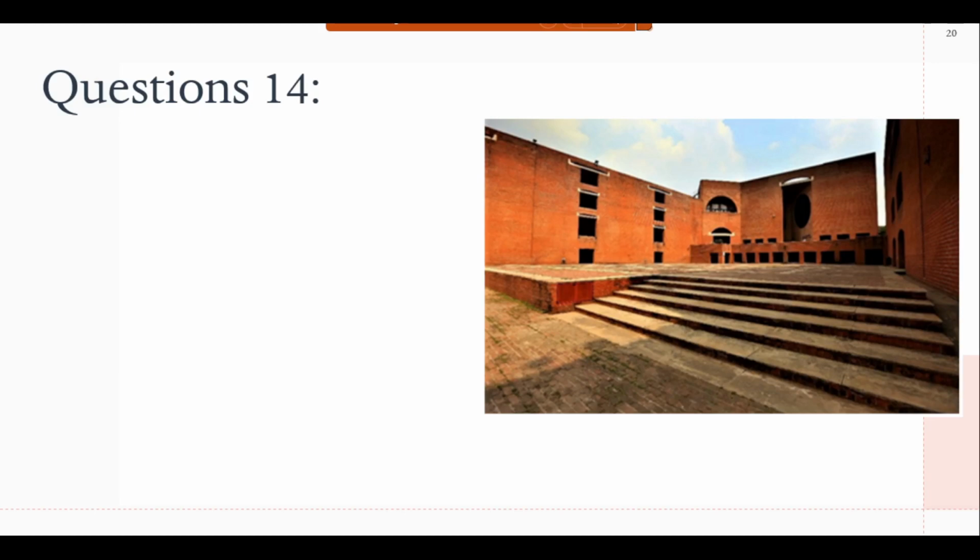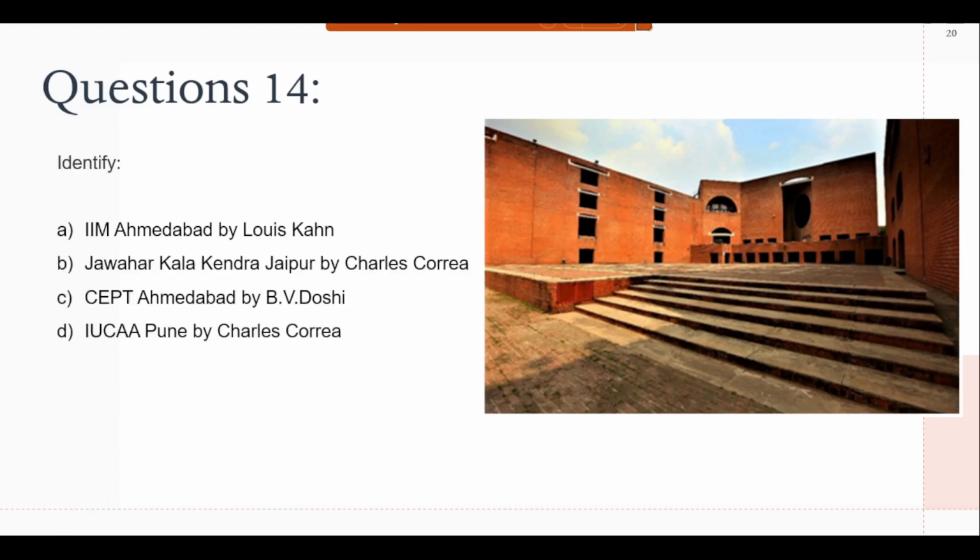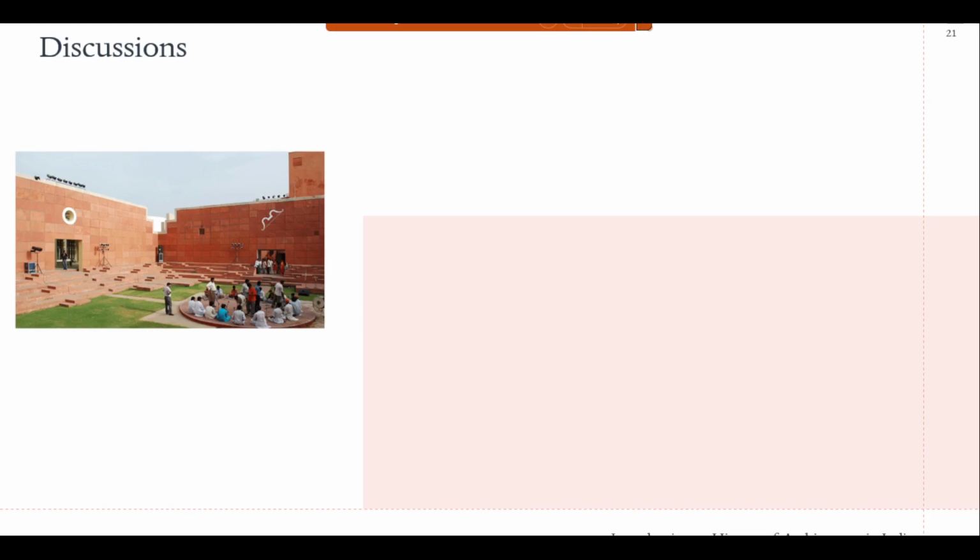Then identify this building. IIM Ahmedabad. Yes, so the answer is correct. The options are IIM Ahmedabad by Louis I. Khan, Jawahar Kala Kendra Jaipur by Charles Correa, SEPT Ahmedabad by B.V. Doshi, and IUCA Pune by Charles Correa. So the answer is IIM Ahmedabad by Louis Kahn. Then what about this building? Jawahar Kala Kendra, Jaipur. Okay, so this is Jawahar Kala Kendra Jaipur.